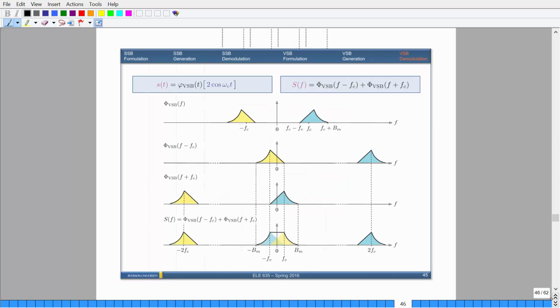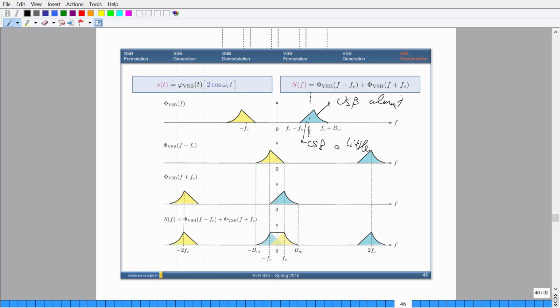So this is a diagrammatic representation of what is going to happen. This is what your vestigial sideband modulation looks like. Remember, this is split down the middle. This is your upper sideband, almost, and this is the lower sideband, a little. And then you also have it on the other side.